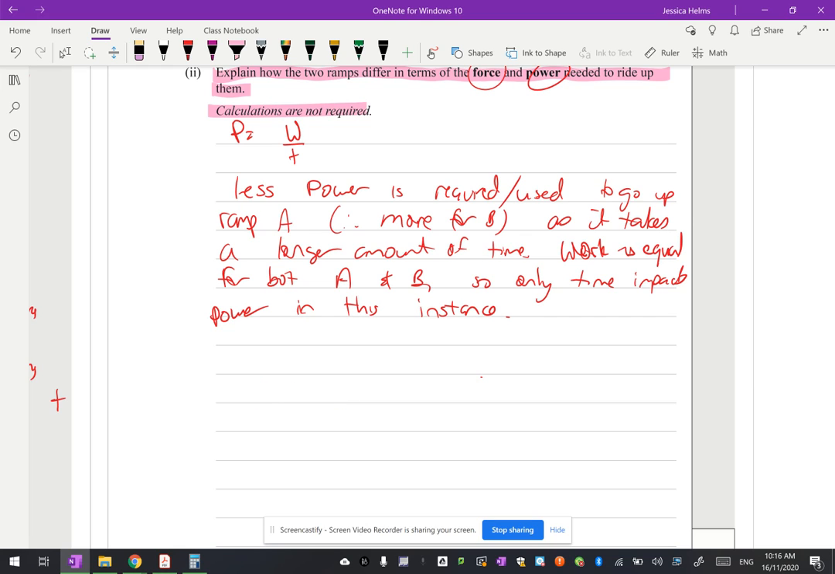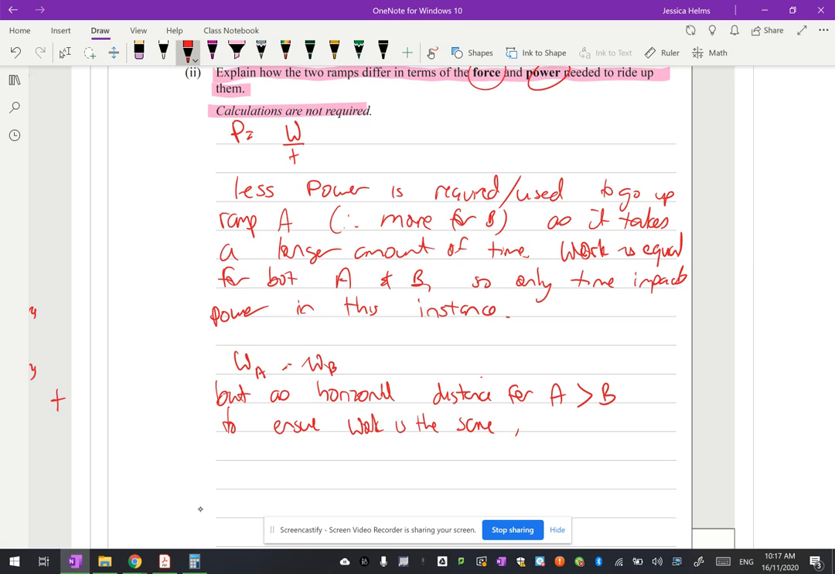All right, so just continuing on from the last video there, just to try and write this out properly. Okay, so work for A is equal to work for B, but as horizontal distance for A is greater than for B, then to ensure work is the same, more force is required to go up ramp B and less on ramp A.